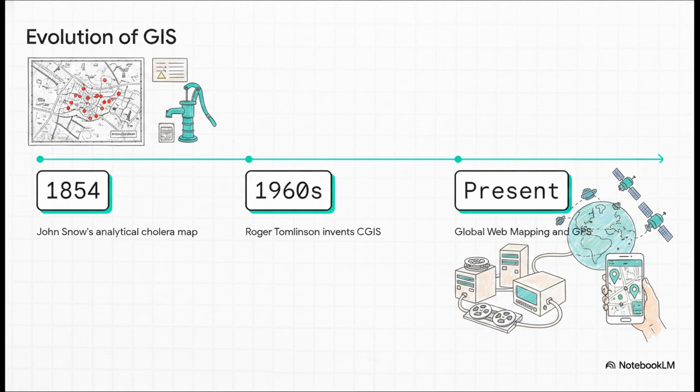Back in 1854, physician John Snow created one of the first examples of analytical cartography. He mapped a cholera outbreak in London to pinpoint its waterborne source. Pretty groundbreaking, right? Fast forward to the 1960s, and Roger Tomlinson, who is widely known as the father of GIS, invented the Canadian Geographical Information System. That brought spatial data into the mainframe era. And today, we have evolved into this massive era of global web mapping, where massive databases and GPS networks are literally accessible to anyone holding a mobile device.